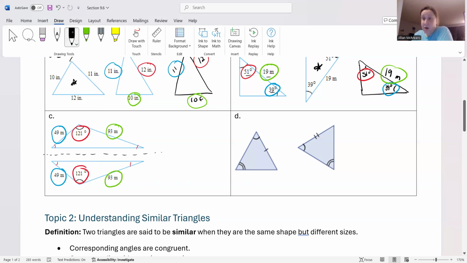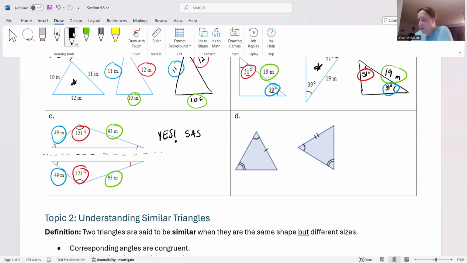So if we were asked, are these triangles congruent? We would say for sure. These triangles are congruent. Why? Well, we had a side, angle, side congruency check. Okay, so far in A, B, and C, the triangles that were given were congruent. Let's check part D. In part D, we have two angles and a side for each triangle.